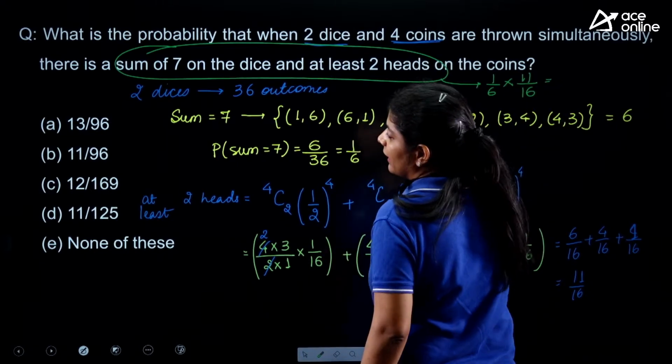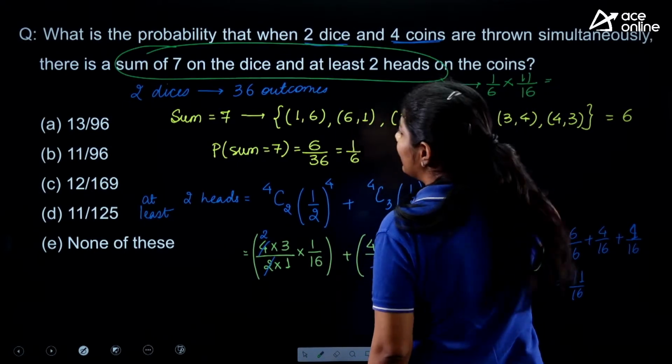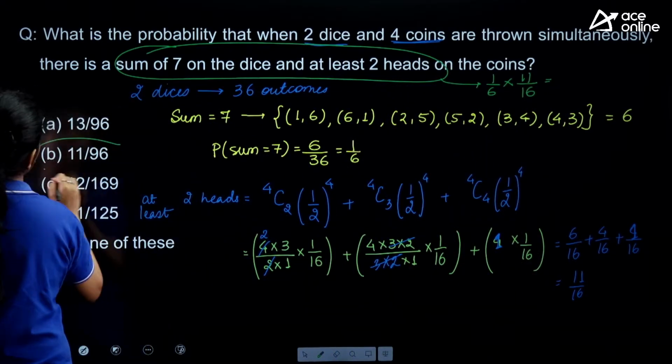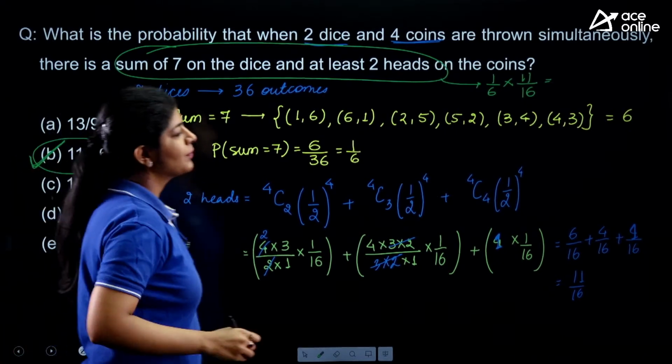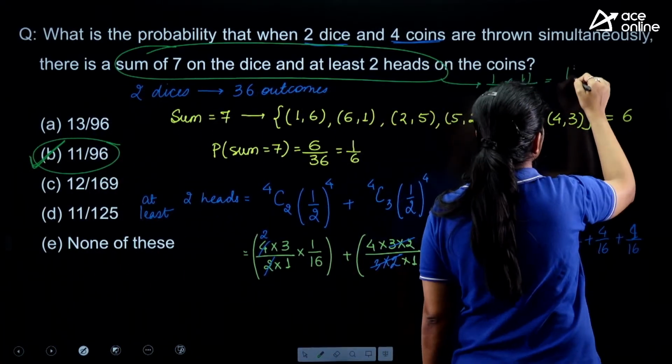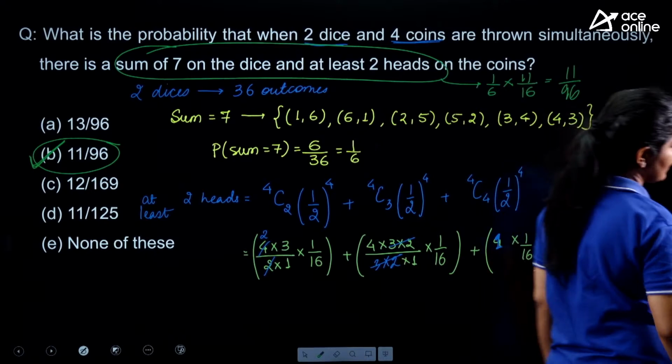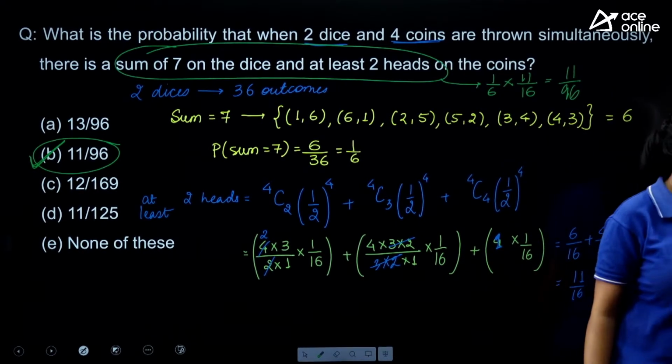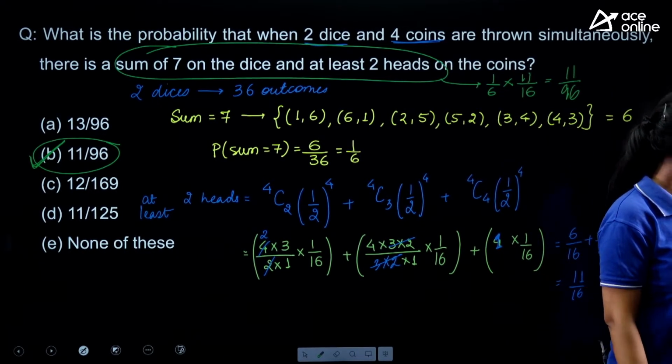And here what we are getting? We are getting 11 by 96. Option number B is the correct one. 11 by 96 is the correct answer. Clear?